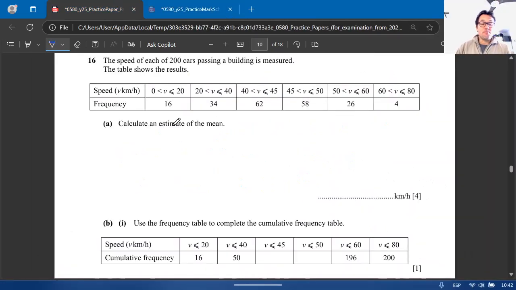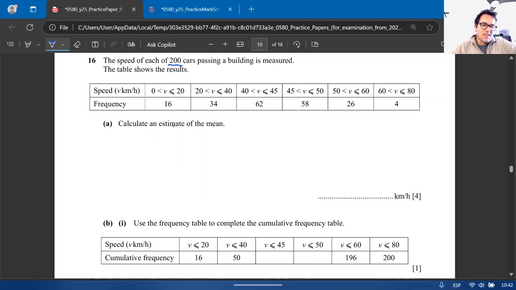Question 16. The speed of each of 200 cars, remember there's a 200 there, don't forget about that 200, passing a building is measured. So they show us that there were 16 cars that drove very slow. Most cars were driving between 40 and 45 kilometers per hour, and then there were 4 cars that were really speeding along, between 60 and up to 80 kilometers per hour.